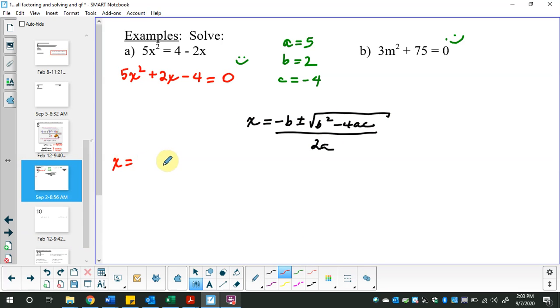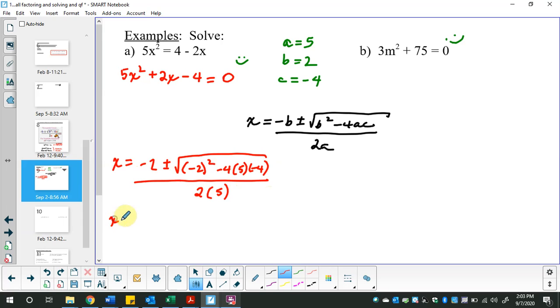So x equals -b, so -2 plus or minus the square root of -2, which has to sit in a bracket because it's a negative number being squared, minus 4ac, over 2a. So I can do this in my head, which is nothing. I can do this in my head, which is nothing. And this is 84. Now, I do not want you to punch that into your calculator yet.